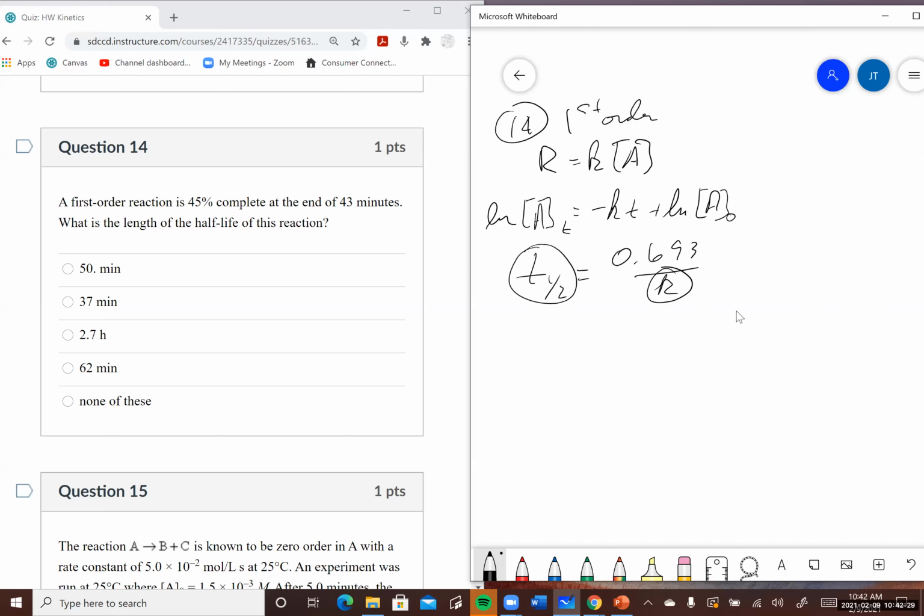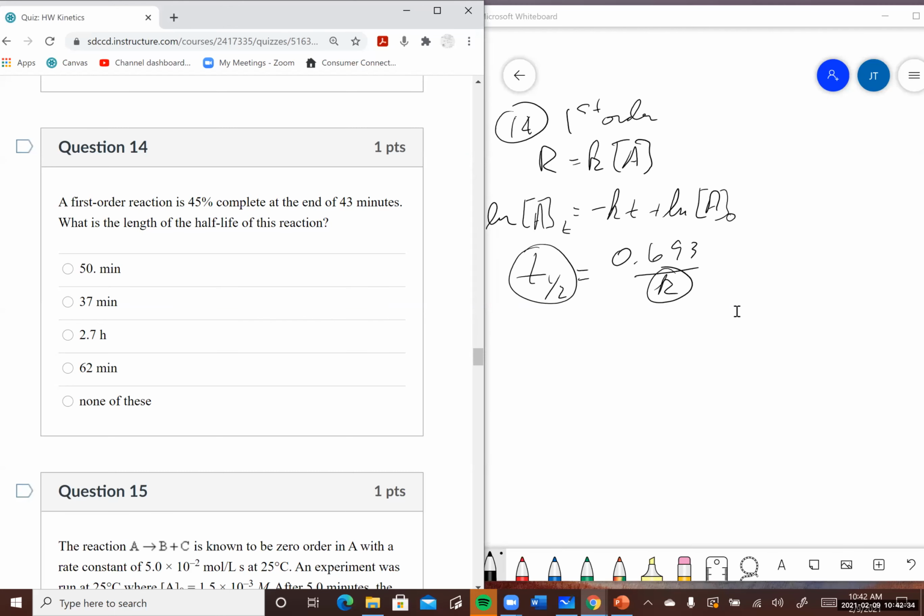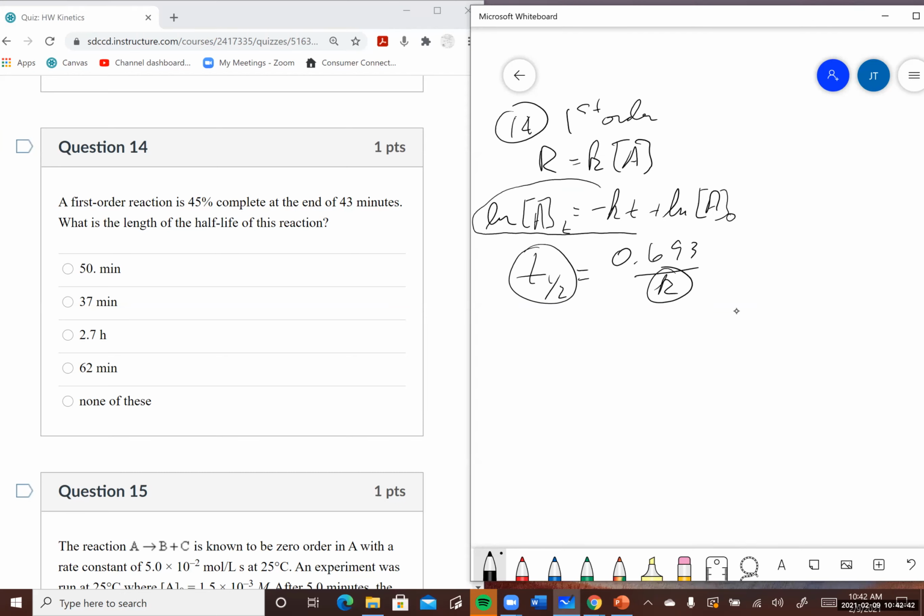So what you're going to need to do is somehow use this information over here, the 45% complete, in this integrated rate law for first order. And to do that, you really have to be comfortable with these definitions like we went over. Okay, so let me show you how you can use that, and then I'll let you finish the problem and figure it out. But I just want to point out the thing that you have to do to solve this.